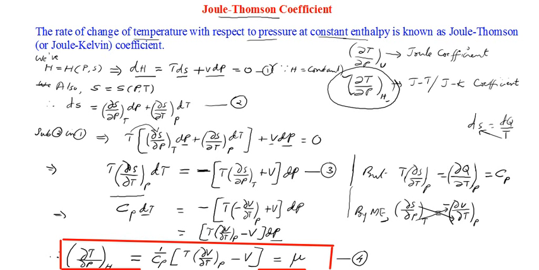Hope you understood how to derive the expression for the Joule-Thomson coefficient. It's quite easy. We began with the isenthalpic nature of the throttling process, and we used the functional dependence of entropy in terms of pressure and temperature. We wrote ds and substituted, and in between we used Maxwell's fourth equation, and then we were able to obtain the expression for dou t by dou p at constant h.